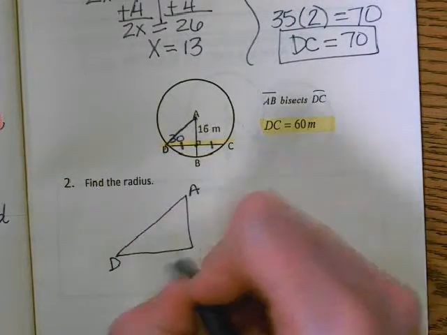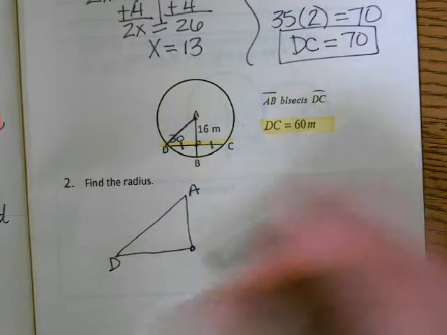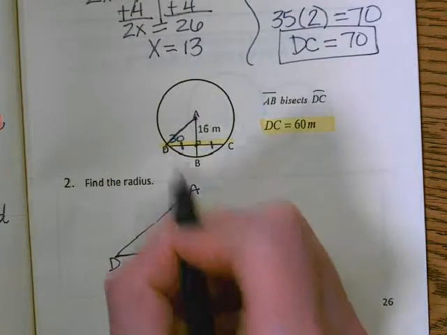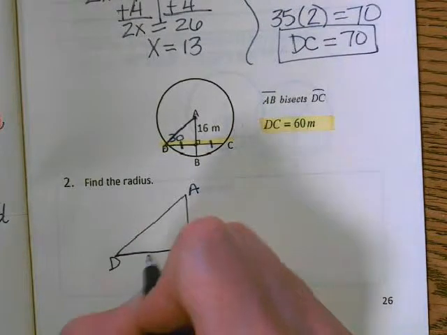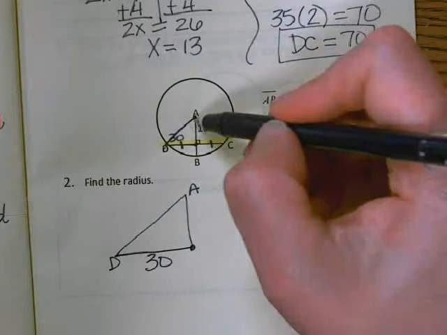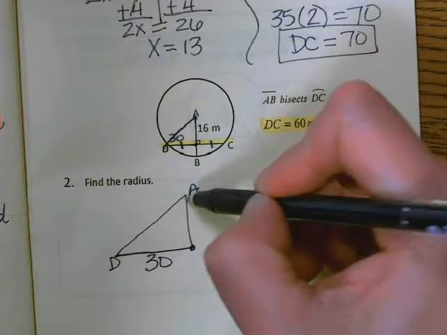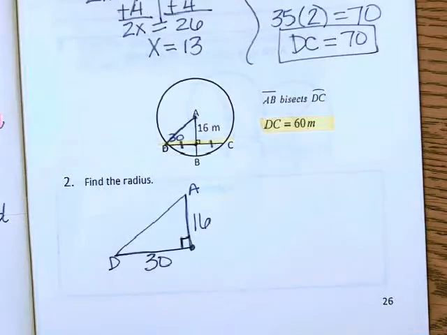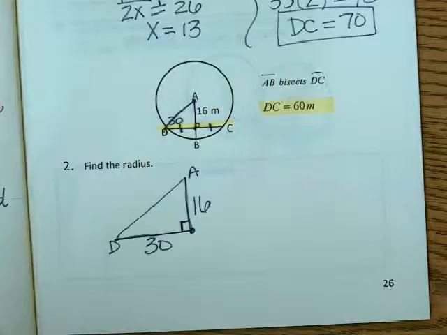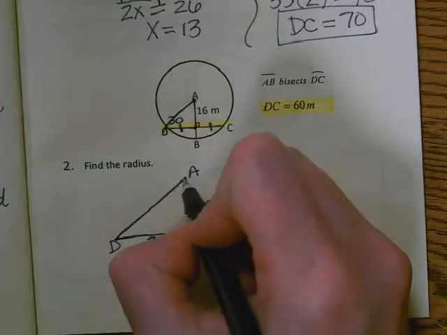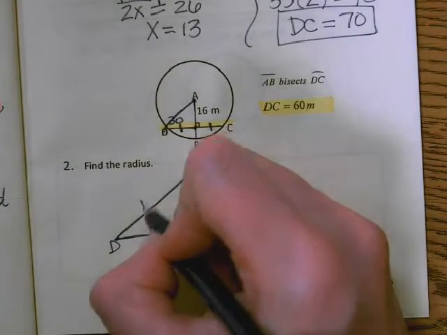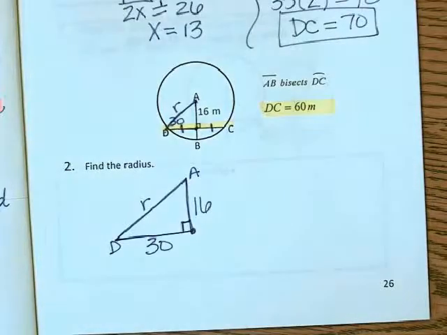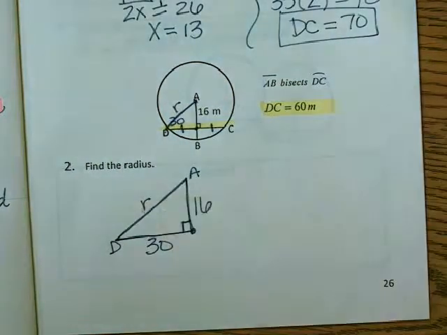We've got A, we've got D, and we've got this point here, which I don't know what it is, but how long is it from D to here? Well, from D to there, we said, was 30, and from A to this intersection is going to be 16, and this is a right angle, okay? So if I'm trying to find AD, which is a radius, I can call that R, because it's a radius. I'll put an R up there too. So we're trying to find this radius right here.